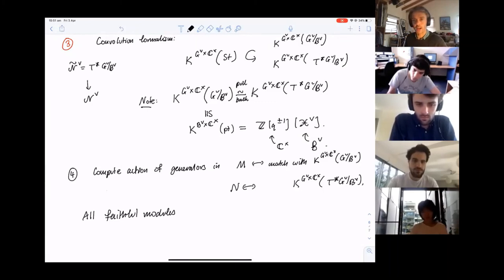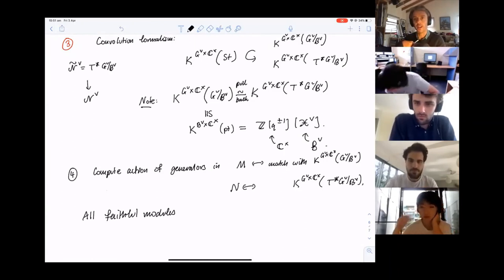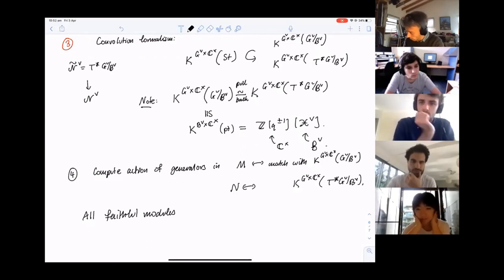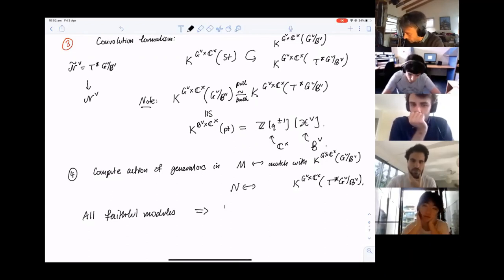So it's a kind of remarkable way of showing that two algebras are isomorphic. You show that both have a faithful module in which the generators act in the same way. Another way of saying it is that both of these algebras are given by some infinite dimensional matrices, and these matrices just happen to be the same. Therefore, the algebras are isomorphic. All faithful modules, so this implies the Kazhdan-Lusztig isomorphism.